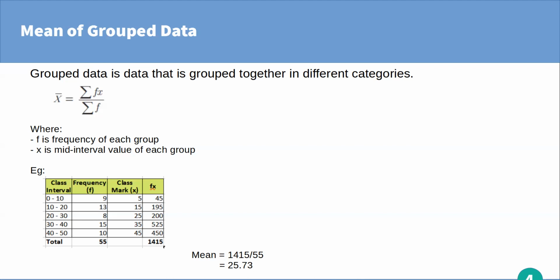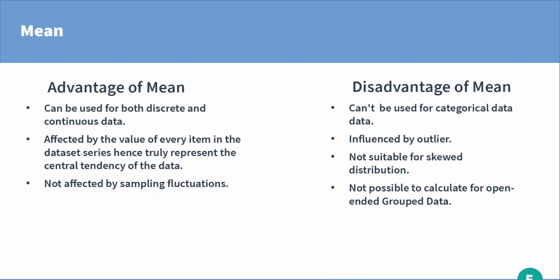And the class mark x is nothing but the mid of the interval, say 0 to 10, 5 is the mid. And fx is got by multiplying the frequency by the mid interval. So we get the summation of fx and summation of f. So the mean obtained here is 25.73.